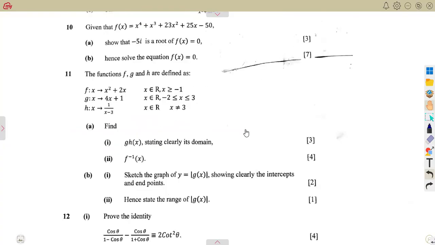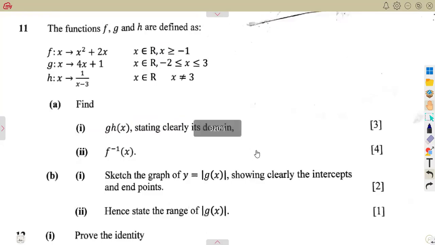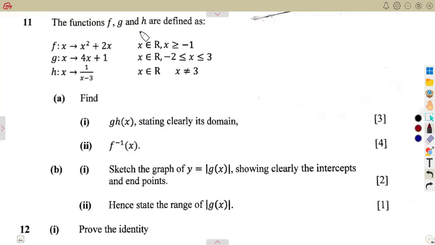All right. There we are given question 11. There are three functions actually there. The functions f, g, and h are defined as f of x, x squared plus 2x, then g of x, 4x plus 1, then h of x, 1 over x minus 3, and we also have those domains, whatever that you're given. Find, on A, g of h of x from this function.